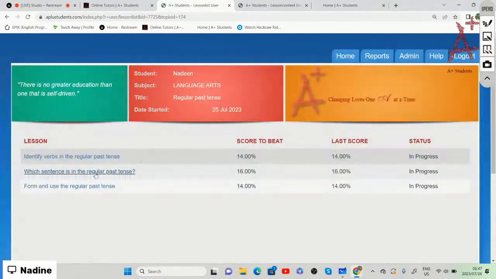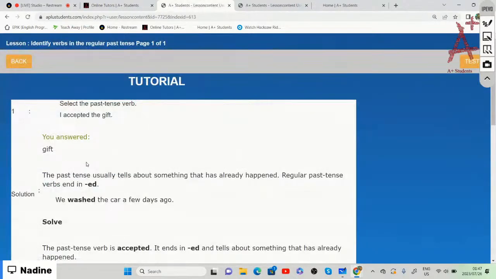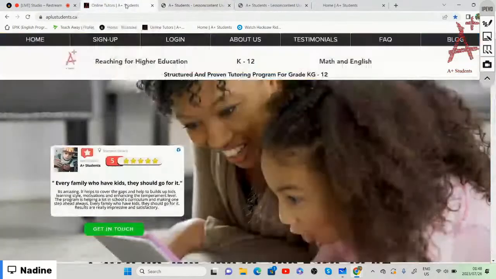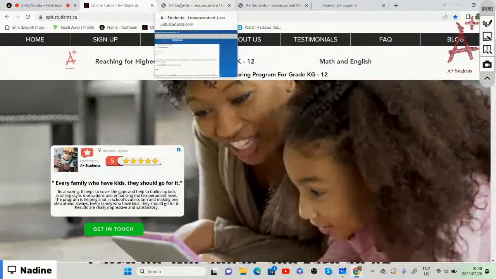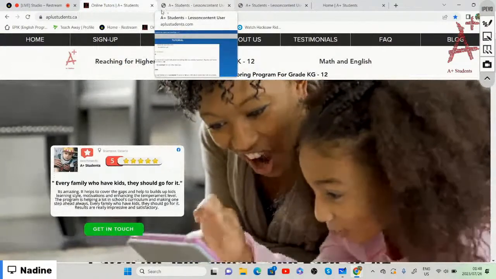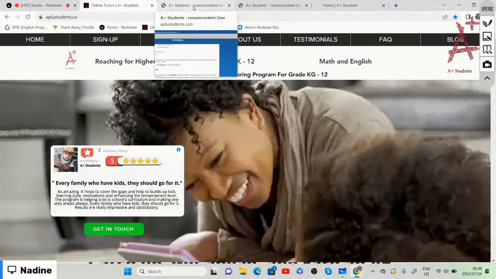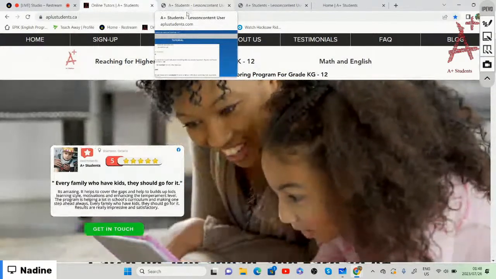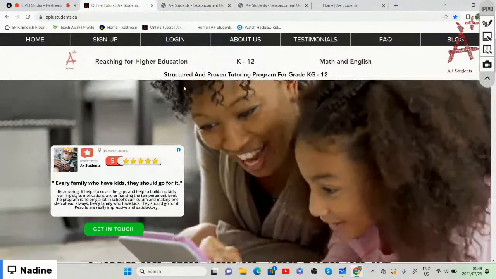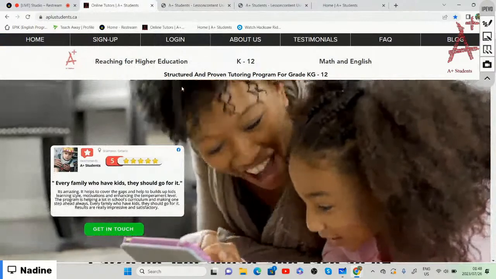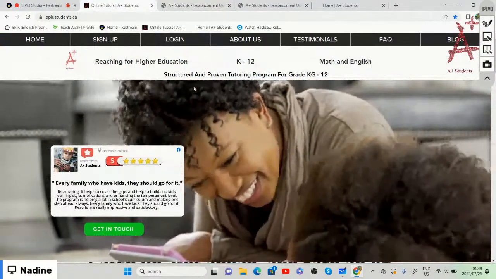All right, so that is basically the end of our lesson on regular past tense. And we went over what the past tense is. And the past tense usually tells us about something that has already happened. And regular past tense verbs mainly end in ED. So that is the most common regular past tense verb. It's where we add either ED, or we add D, or we add IED.